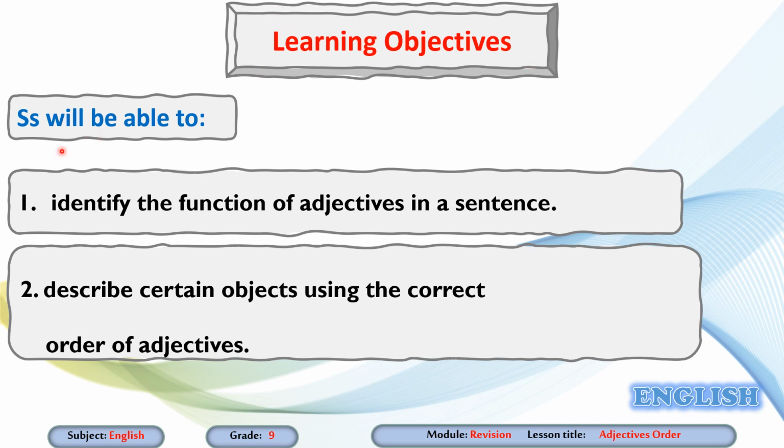lesson. By the end of this lesson, students will be able to: 1. Identify the function of adjectives in a sentence. 2. Describe certain objects using the correct order of adjectives.